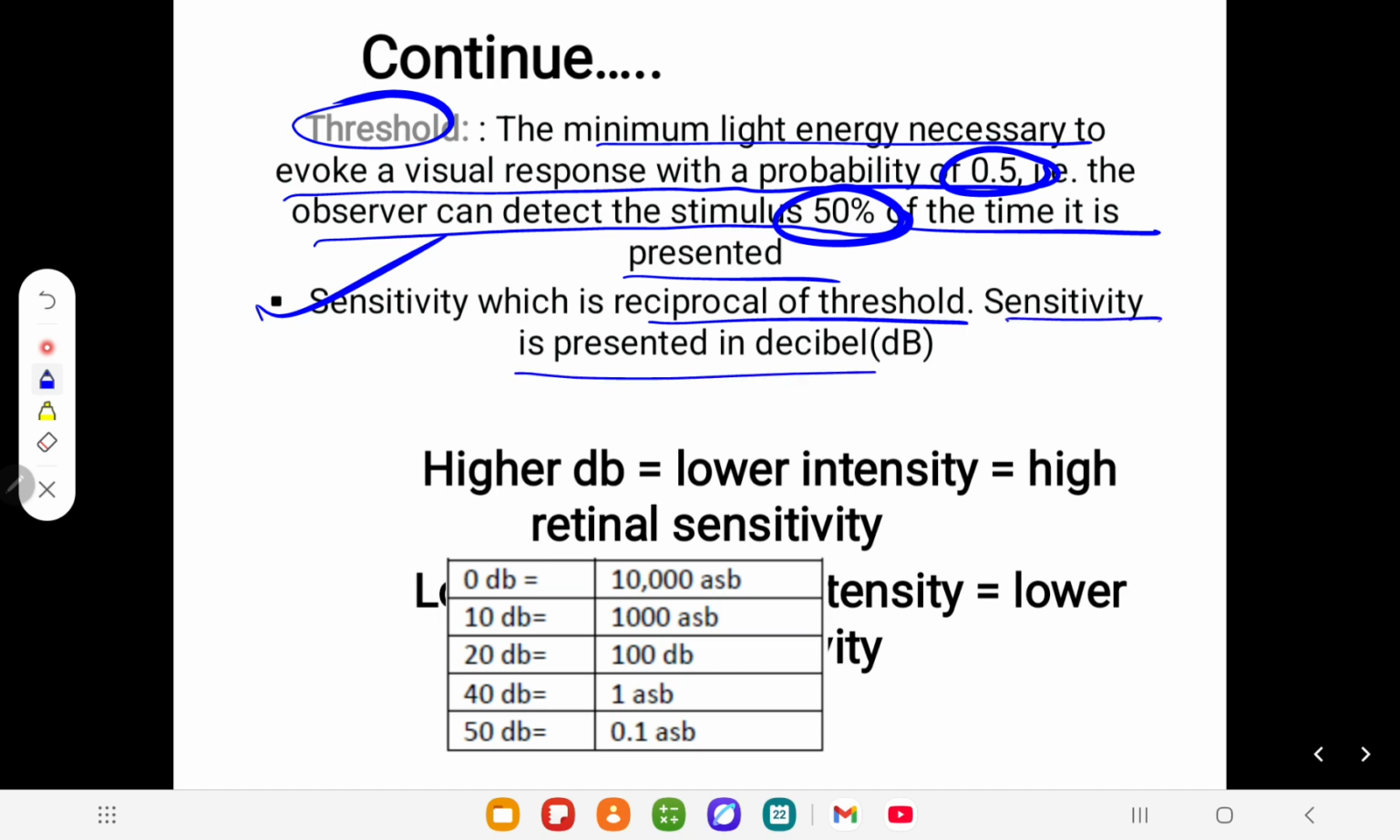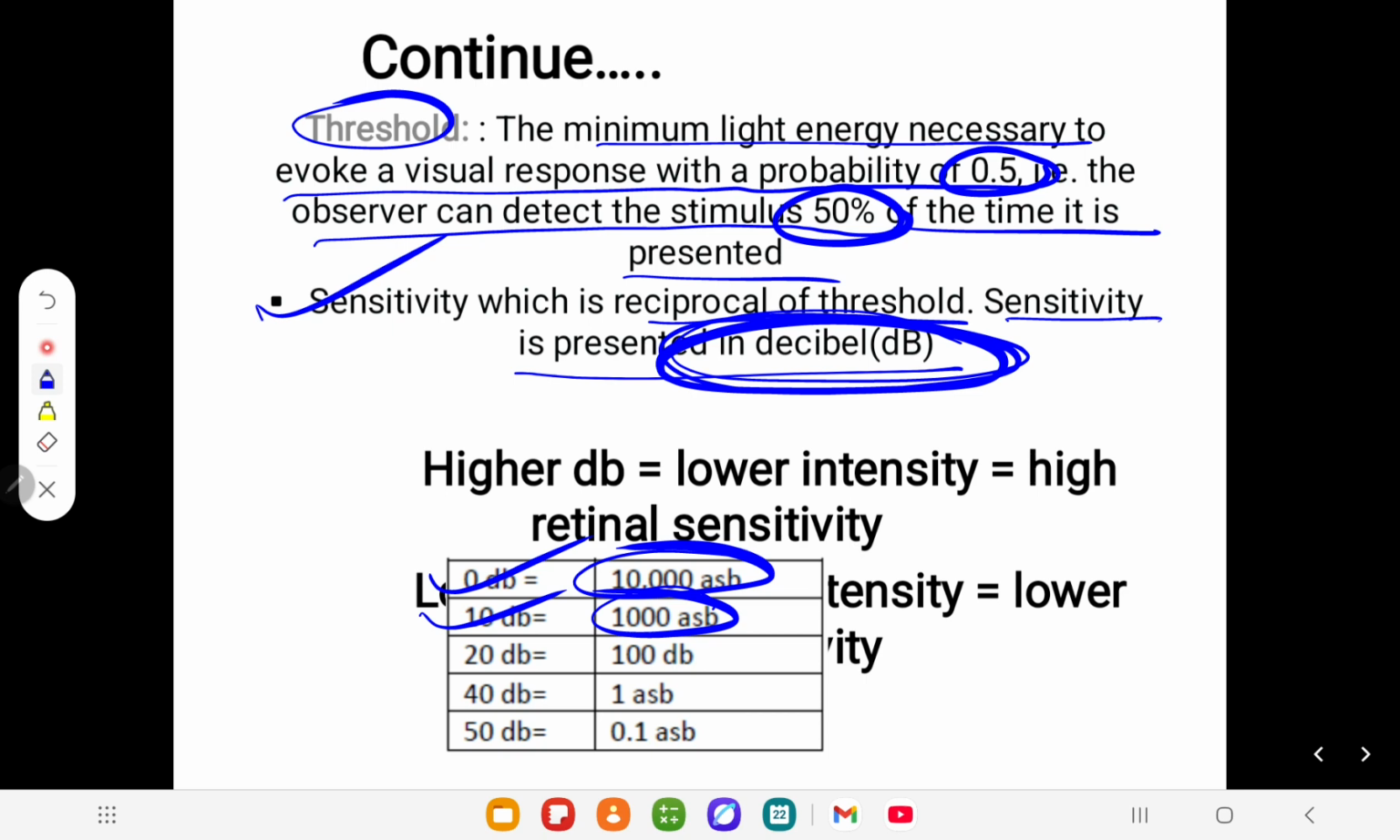So sensitivity is represented in decibels. It's very important, not in apostilb. Okay, decibel is basically not that easy a thing. Decibel is actually a ratio. Decibel is not an absolute thing. See, 0 decibel means 1000 apostilb, then 10 decibels means you divide 1000 by 10, and then 20 decibels means 100, and then 40 decibels means 1, 50 decibels means 0.1. Whenever you add 10 decibels, you divide by 10, isn't it?